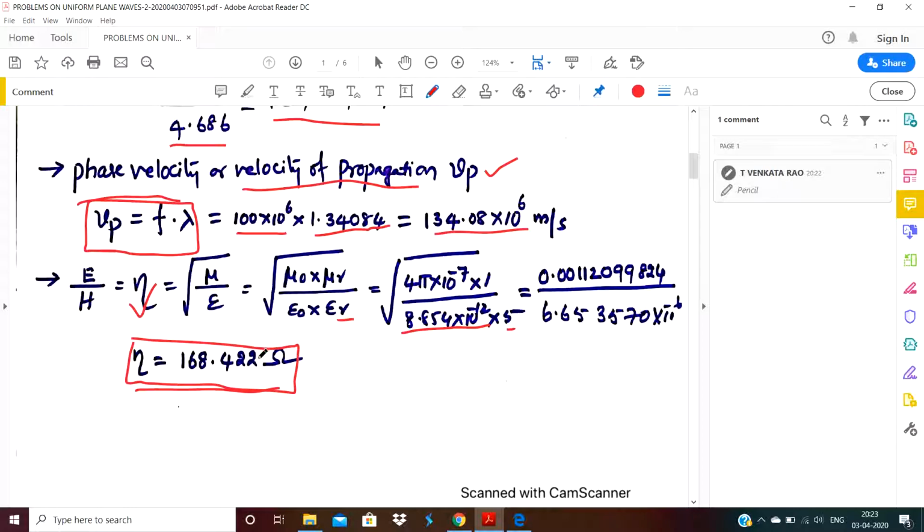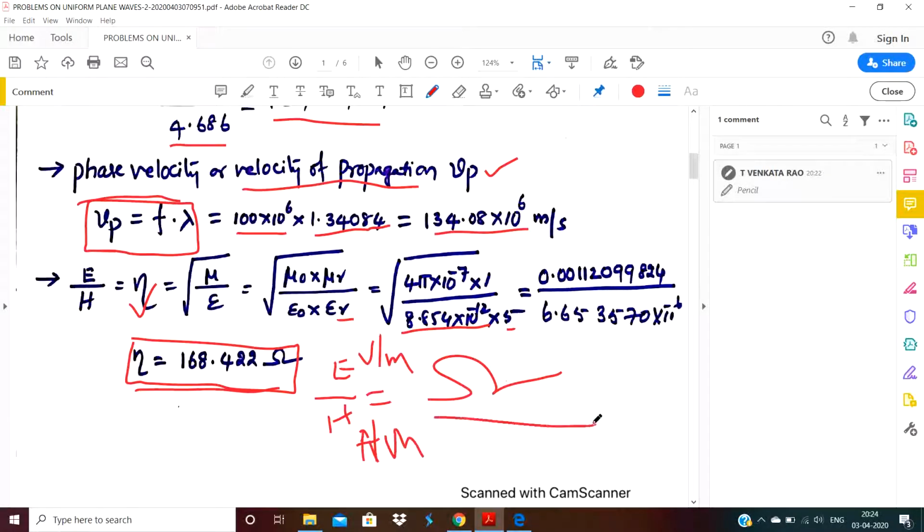we get the intrinsic impedance eta equals 168.422 ohms, because eta is the ratio between electric field intensity and magnetic field intensity. E by H is in terms of ohms. The reason is that E is in volts per meter and H is in amperes per meter, so we get volts per ampere, which is nothing but resistance or impedance, measured in ohms.